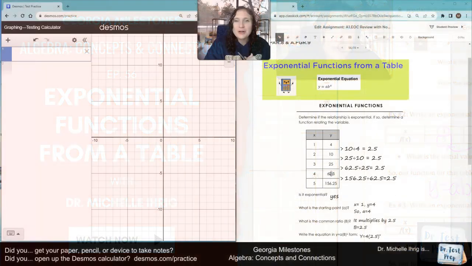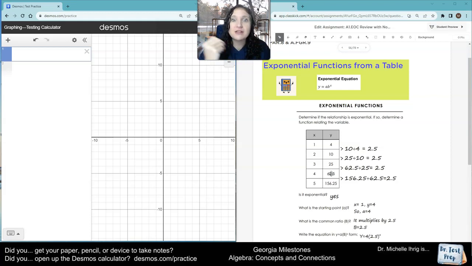It is Dr. Ihrig. We're going to be talking about exponential functions again, but we're going to be talking about how to write the equation of an exponential function once we have a table. So like we're given a table of information, we've plotted the table in, we know that it is an exponential function, but how do we determine the initial value? How do we determine the formula that goes with it?